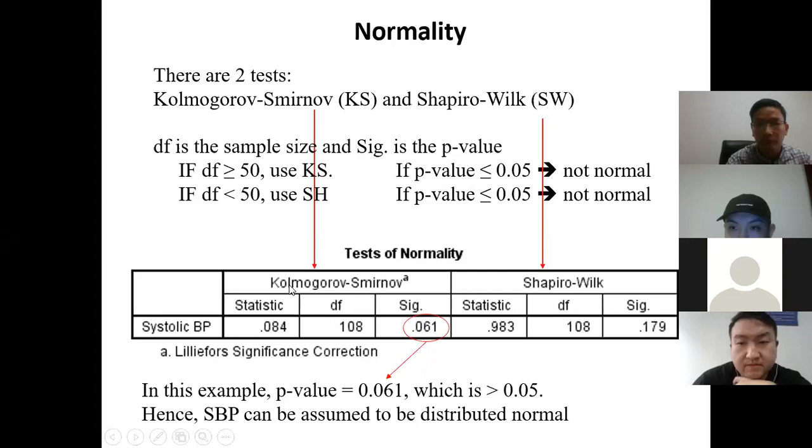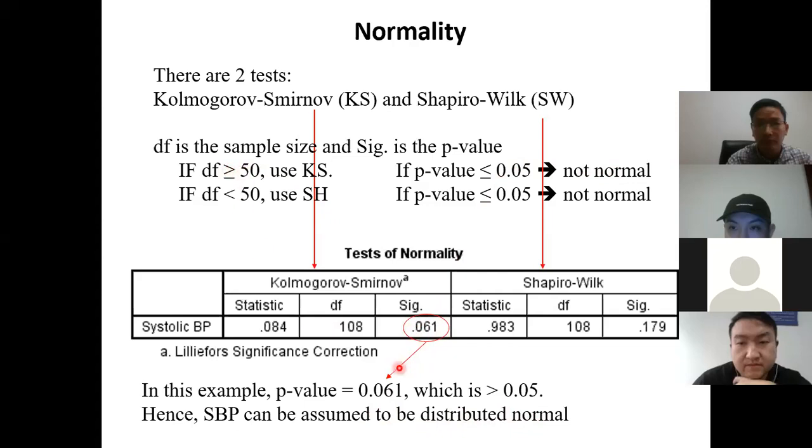So in this test now, our sample size is more than 50. So we're going to refer to KS. In KS, if the P value is less than or equal to 0.05, we say data is not distributed normal. The other example, what is this value? Is it more than or less than 0.05? More than 0.05. Therefore, can be assumed to be normal. Distributed normal. Right? Depends which test.